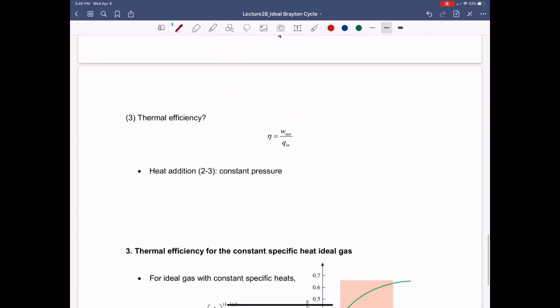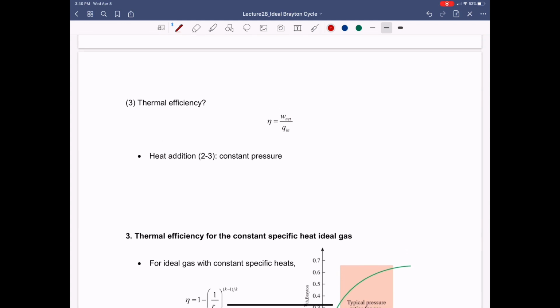Then how about the thermal efficiency? Thermal efficiency is defined as W net divided by Q in. So how can you calculate the net amount of work? We already know the turbine work and the compressor work, so the net work is W_T minus W_C, which is given as 340.6 kilojoule per kilogram.